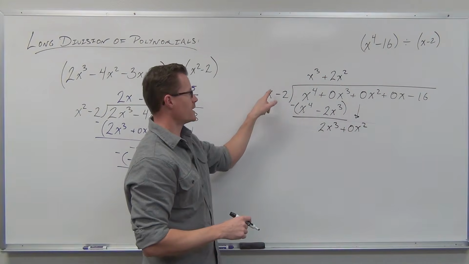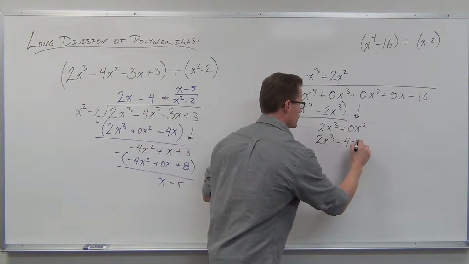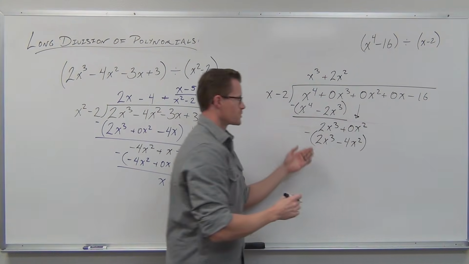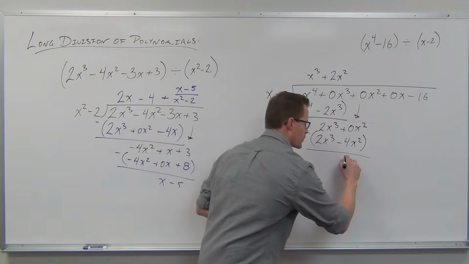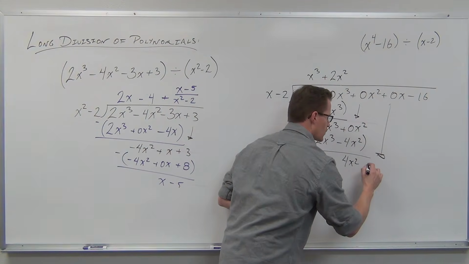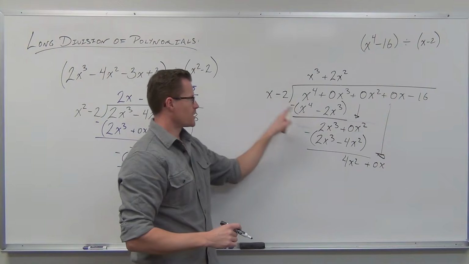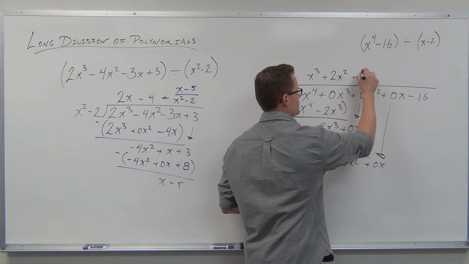When we distribute, we have 2x to the third minus 4x squared. Well, we're subtracting now. Subtract term by term. So this is going to give you 0, 0 minus a negative, that's 4x squared. Bring down your next one. And it's just an algorithm, this process that lets us divide. Divide your first term by your first term. 4x squared divided by x is 4x.